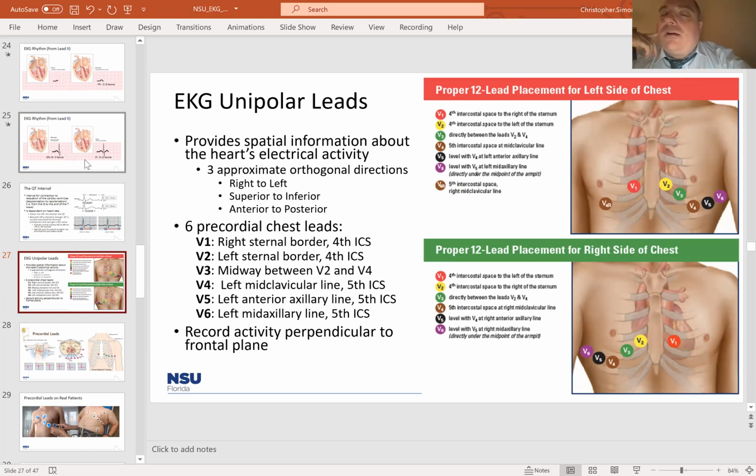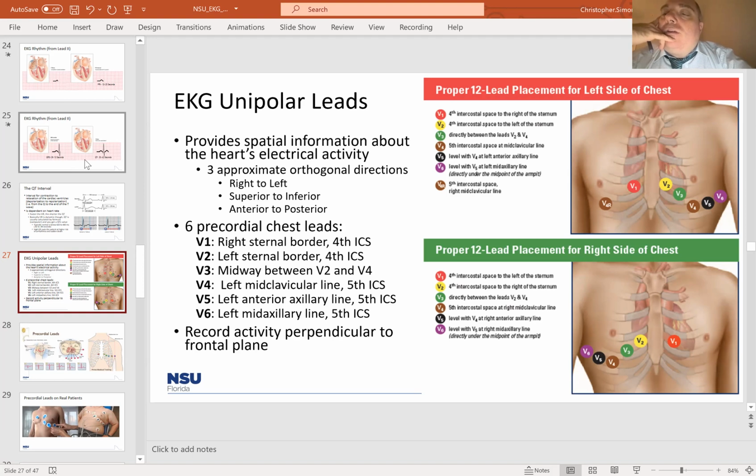The V4R is just like a quick thing. If you want to be more thorough, you can just do the right side all the way through. So we talked about the placement of all of that. I just want to highlight that when you're doing a 12 lead, guys, and you're doing all these different camera angles, I like to call them, of the heart, V1 through V6 are pretty much looking at the left ventricle.